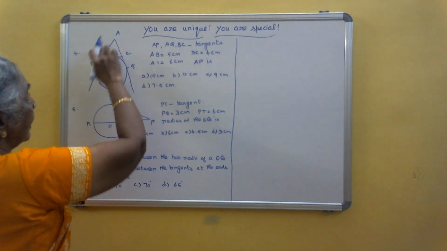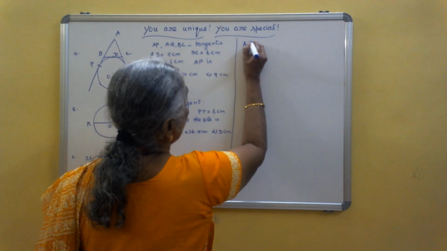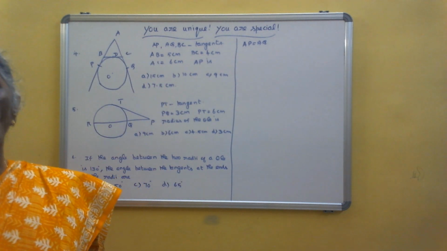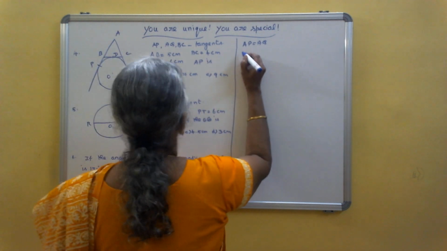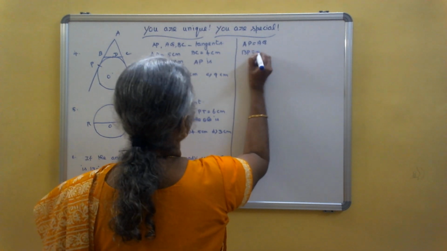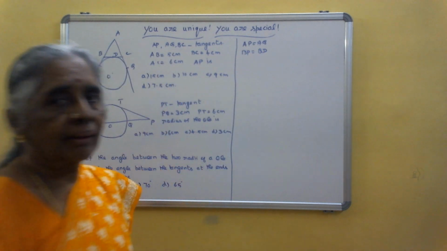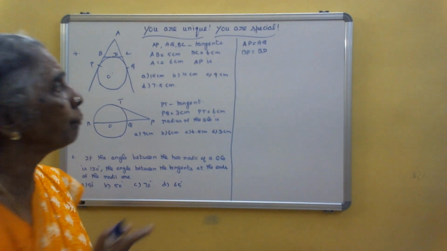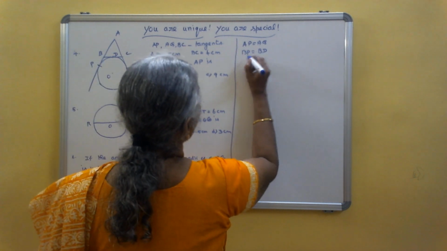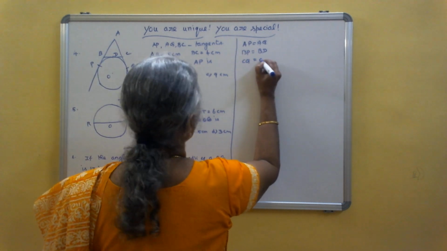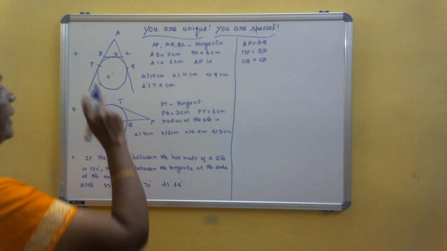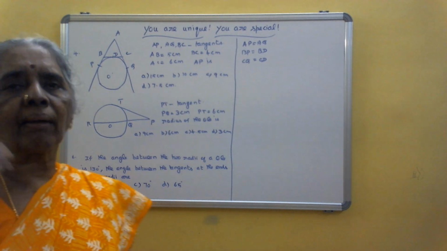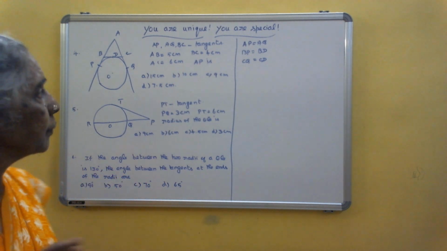First here, you consider AP is equal to AQ because they are tangents drawn from an external point A. Similarly, BP is equal to BD. They are tangents drawn from an external point B. Okay? Then CQ will be equal to CD. External point is C and the two tangents are drawn. So these are all the things you can immediately write on seeing the figure.